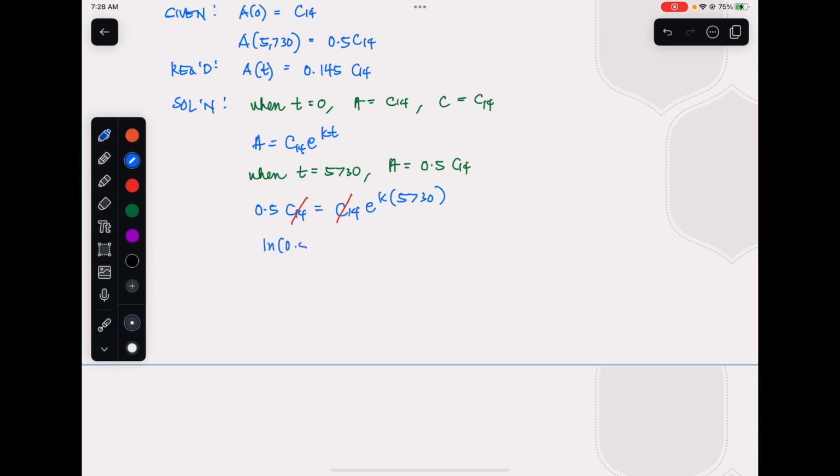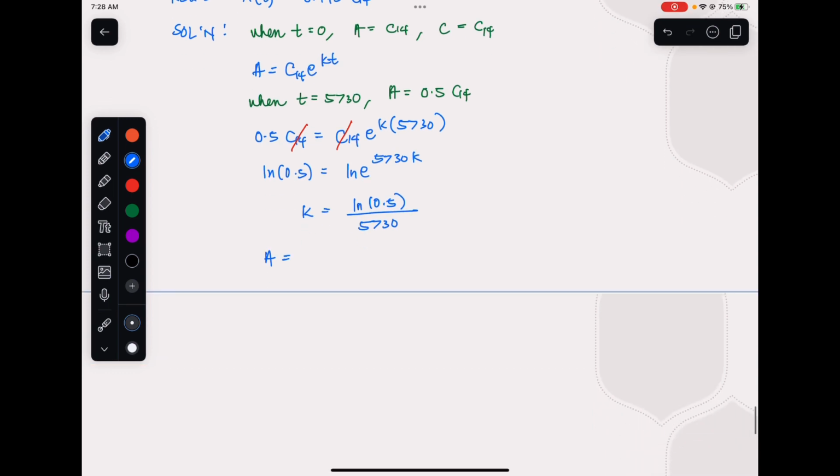So ln of 0.5 then will be ln of e to the 5,730k. So k then will be, ln e is 1. So that makes k to be ln of 0.5 divided by 5,730. So finally, our working equation will be A is equal to C14 e raised to t ln of 0.5 all over 5,730.